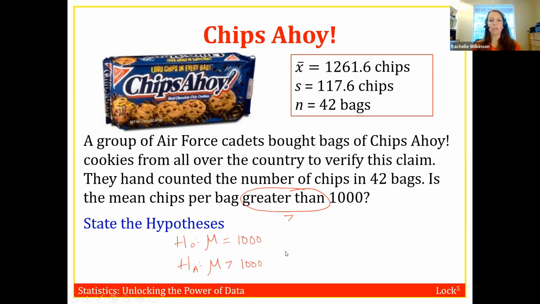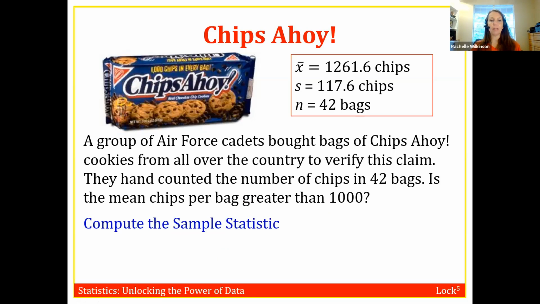All right, next we're going to compute or identify, as the case may be, the sample statistic. In this case, they told us what it was. So we know that x bar is equal to 1261.6. We got that just from the data they gave us. Now we're ready to check the conditions. Remember, we're looking to see if either the data is normally distributed, meaning roughly symmetric with no extreme outliers, or that the sample size is large. As long as one of those things is true, we meet the conditions.